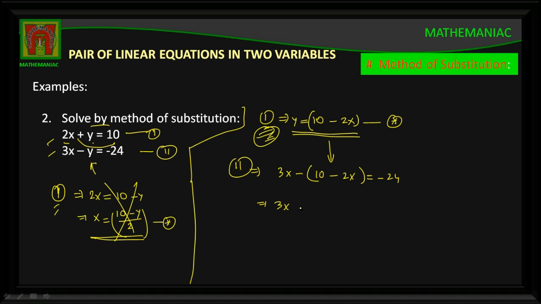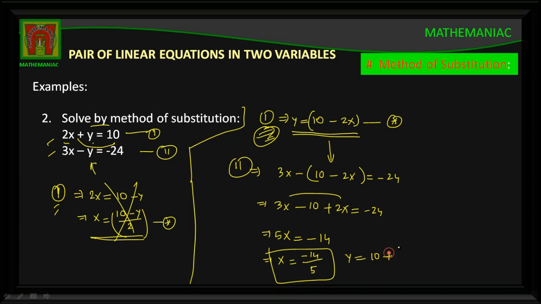Then 3x, you break the bracket now, remove it, and then you will be gradually simplifying this. It will be giving you 5x. Take this to the right side, it is going to give you minus 14. So x is equal to minus 14 by 5. And now what will y equal? It is 10 plus 28 by 5, then 5 will come down, it is 38 by 5. So ultimately x equal to minus 14 by 5 and y equal to 38 by 5. So this is the solution.